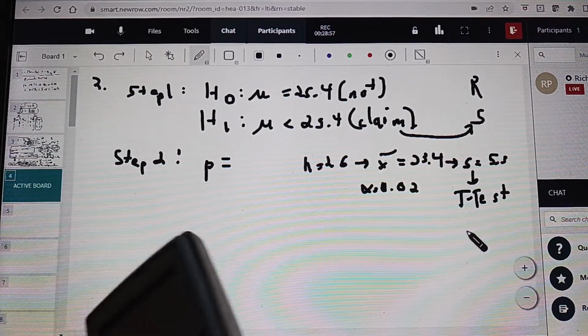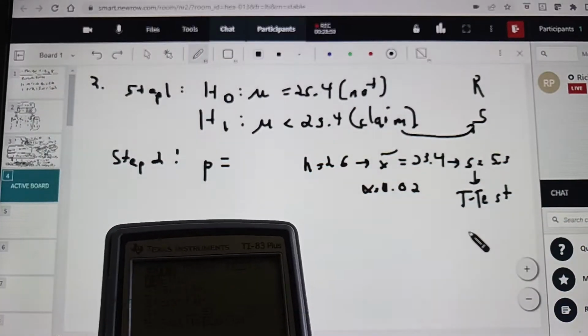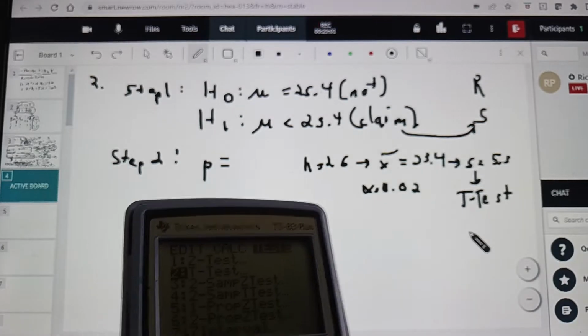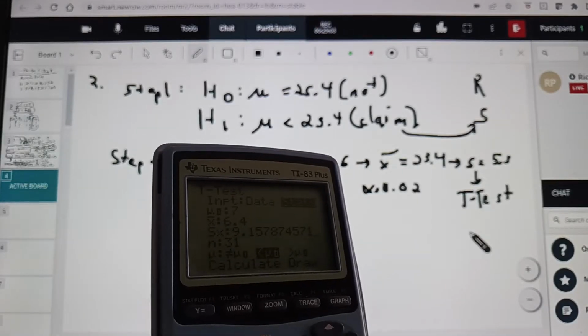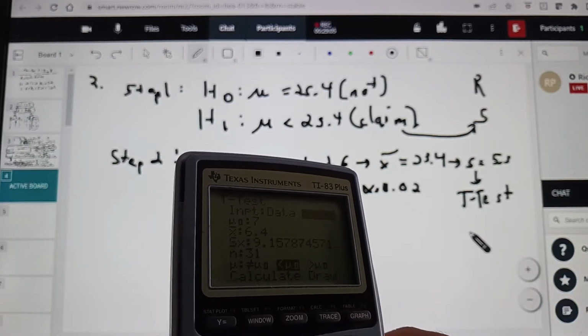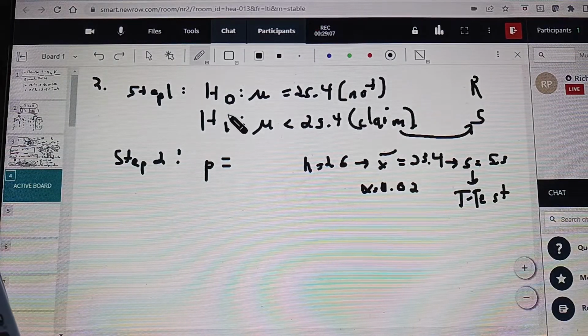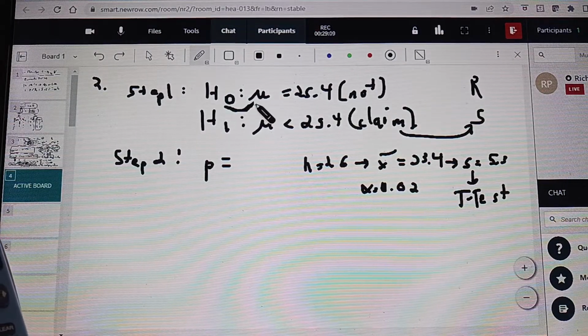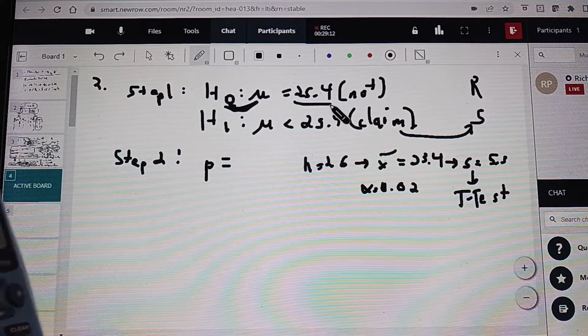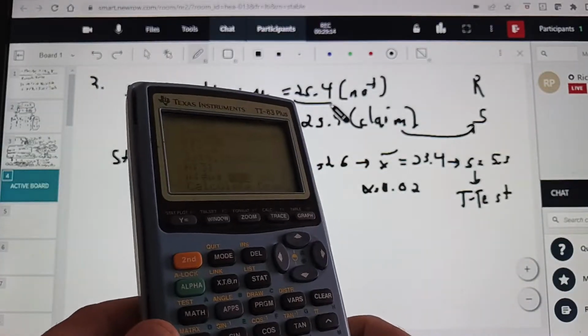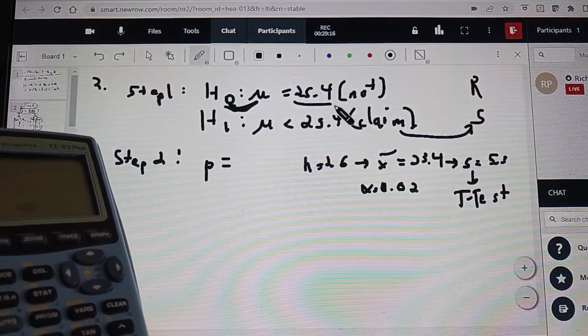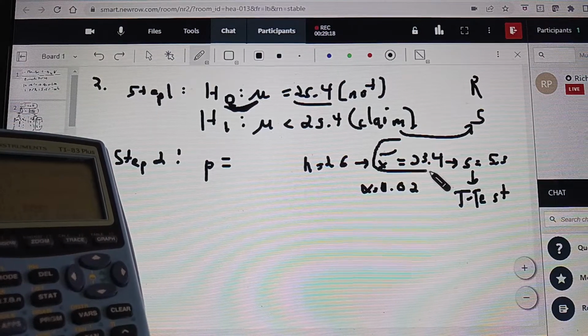Okay, so t-test. Stat test, go down to number 2, t-test. Keep yourself on stats and not data. Mu 0 is right here. Mu 0 is the 25.4. They want X bar right away next, 23.4.